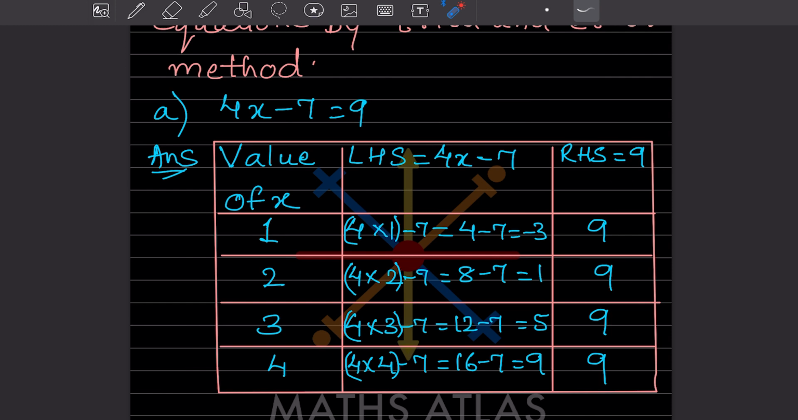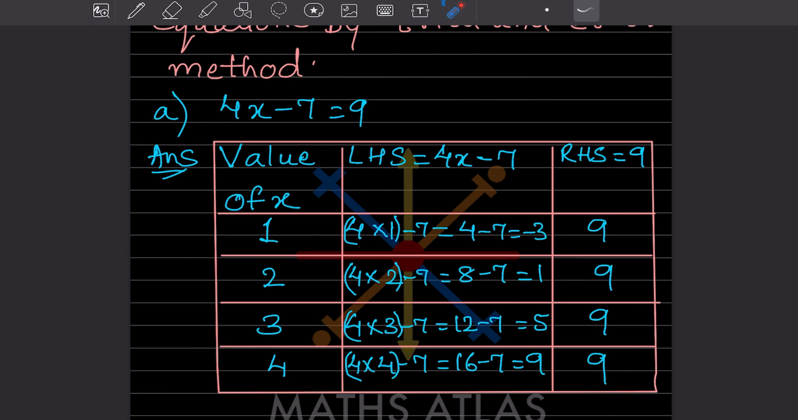Now, trial and error means if I'm putting 1 for x, this is the equation we follow. 4 will be as it is, in place of x I put 1, and minus 7 as it is. When we solve this, 4 into 1 is 4, and minus 7. So 4 minus 7 is minus 3. And RHS is 9. So what happens here? It doesn't satisfy this equation, right? So we have to go for the next step.